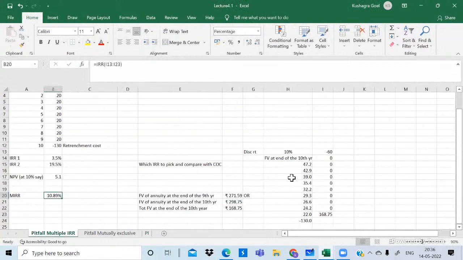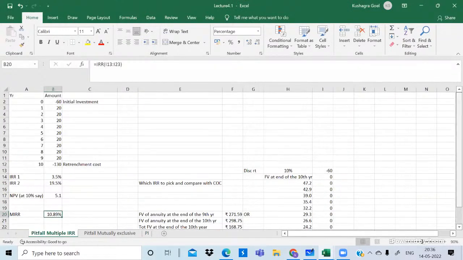Okay, so I have this Excel sheet where I've got multiple IRRs. I've got two IRRs. So I've got IRR 1 and IRR 2. So over here, what I have is I've got two outflows. So let's look at this. Do you have this sheet or no? I don't know whether you have this sheet or not. Do you have this sheet?